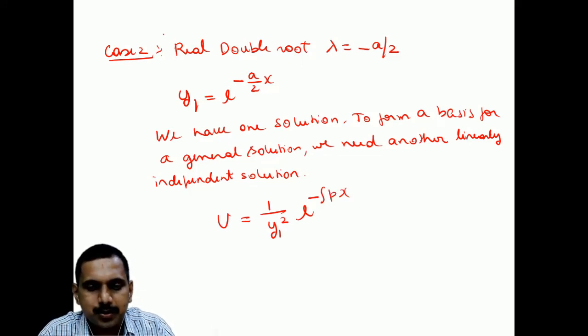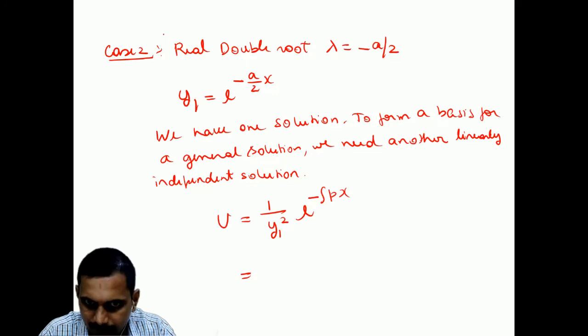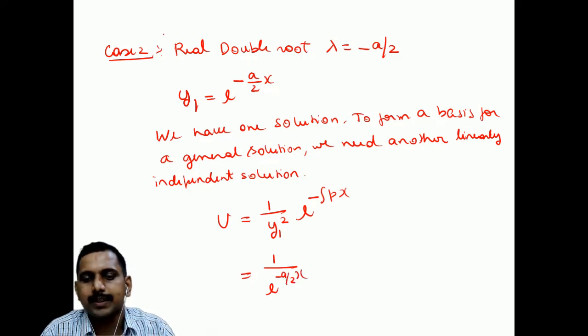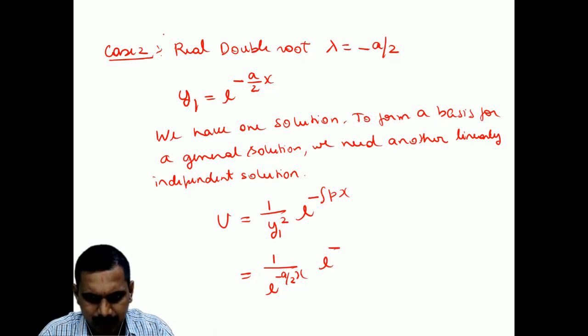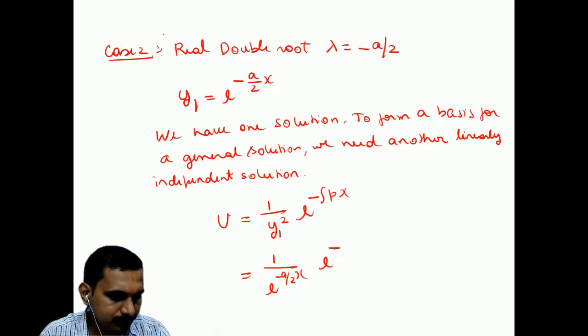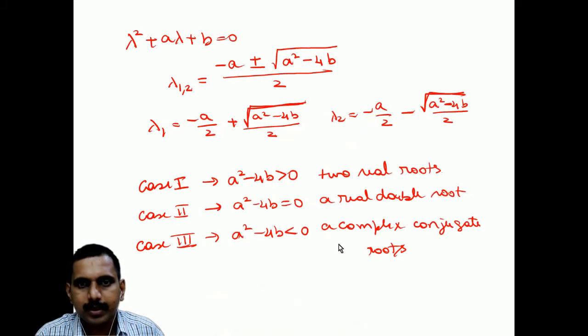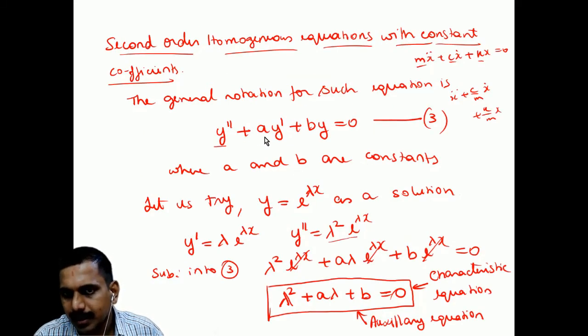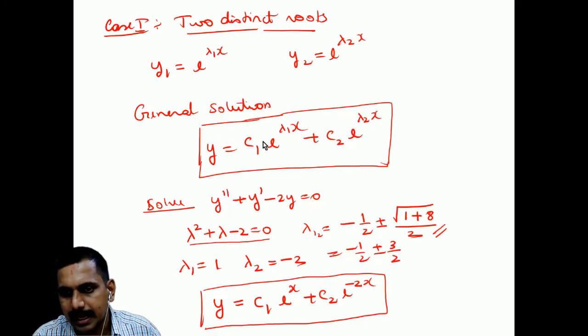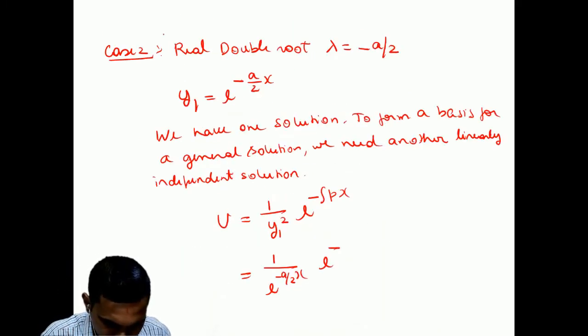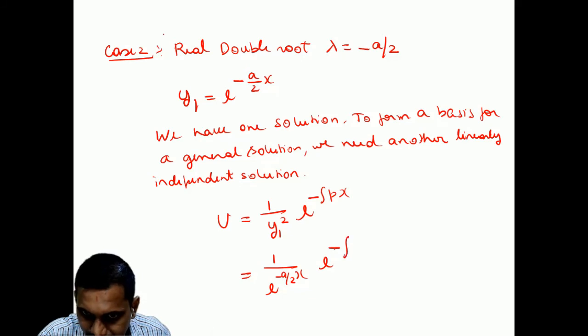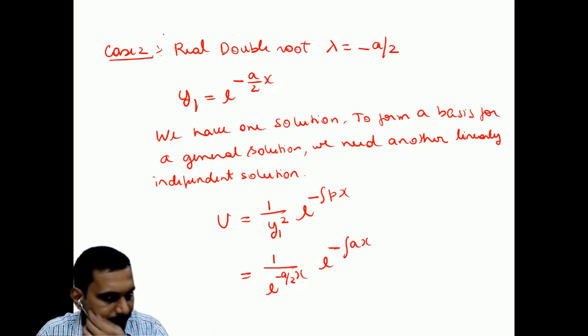Correct? What is p here, students? Can you tell me what is p? y1 we know. What is y1? y1 is equal to e power minus a by 2 into x. What is p here, students? Can you tell me, if it is a double root? What is p here? a, is it not? Just see, p is a, correct? So here this comes as integration of ax. Correct? So let us go further.